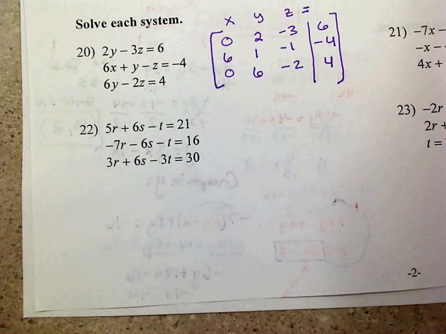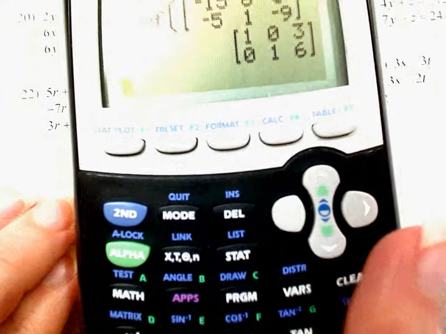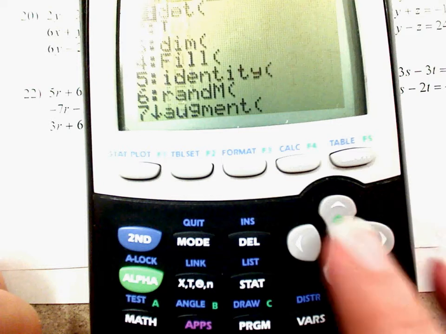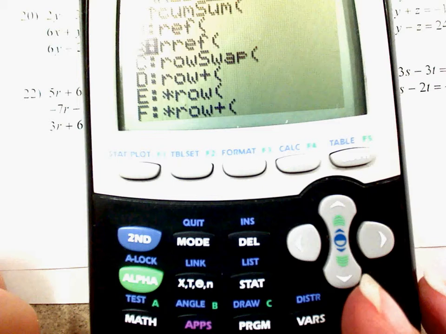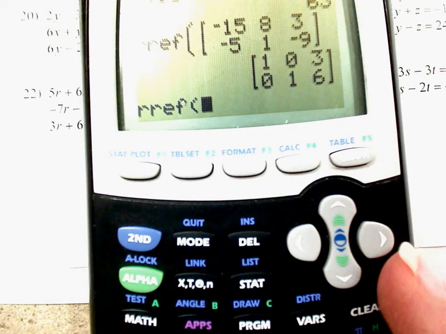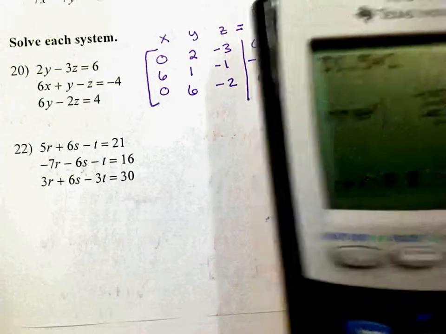Okay, so I've got my matrix written down. How do I enter it? I go to second matrix, over to math, RREF. Kara and Will, are y'all good with that so far? Okay, where are you at right now? Okay, good. So you're right there, right? Now, how do I, guys, tell her how to enter in the matrix?